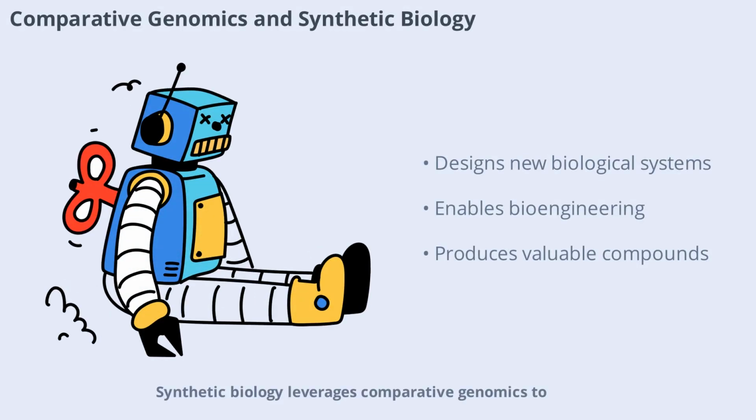Synthetic biology leverages comparative genomics to design and construct new biological systems. By understanding how genes and pathways function in different organisms, scientists can engineer microbes to produce valuable compounds, such as medicines, biofuels, and materials. Comparative genomics provides the blueprint for building novel biological solutions to real-world challenges.